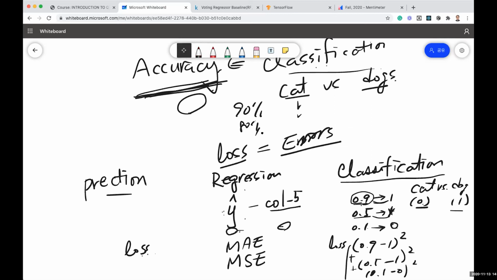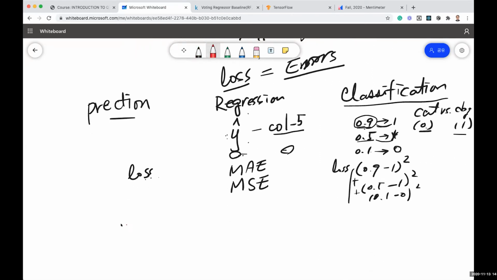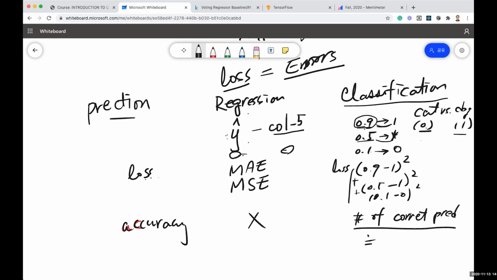And then when we say accuracy, here the accuracy is the number of correct predictions over the total number of predictions. This is the measure.